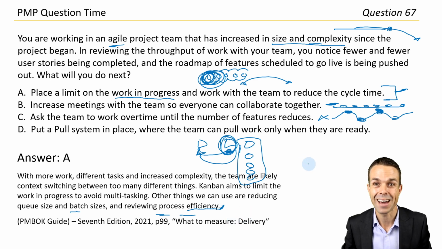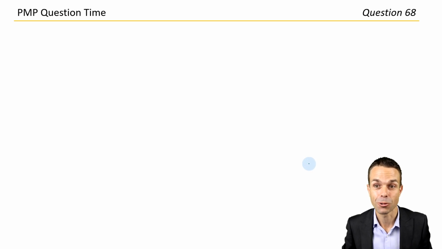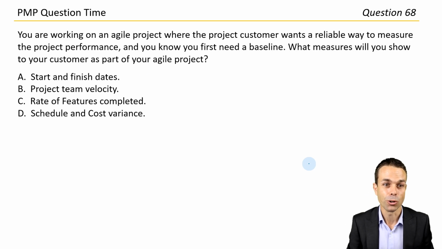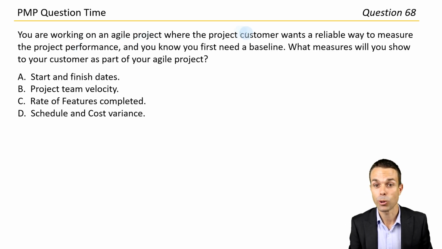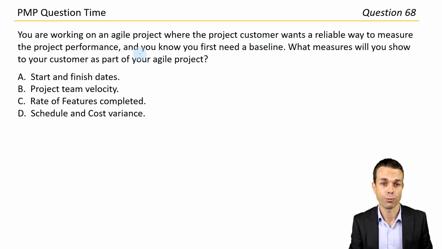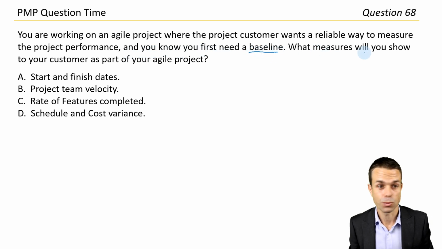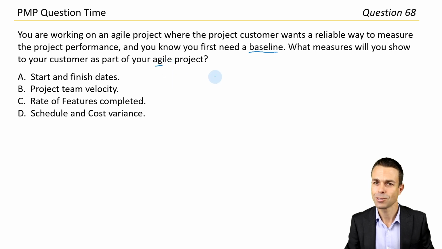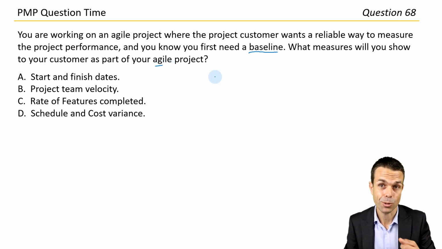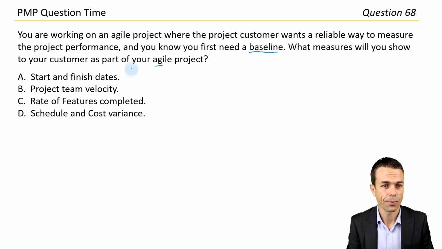Wonderful work. All right, how did you guys go with that one? You're doing great, only 3 to go in this little section. You're working on an Agile project where the project customer wants a reliable way to measure the project performance. And you first need a baseline. Ooh, this is good. What measures will you show to your customer as part of your Agile project? Okay, so this is good. What do we measure in an Agile project? Should be pretty straightforward. And this is what we show to our customer.